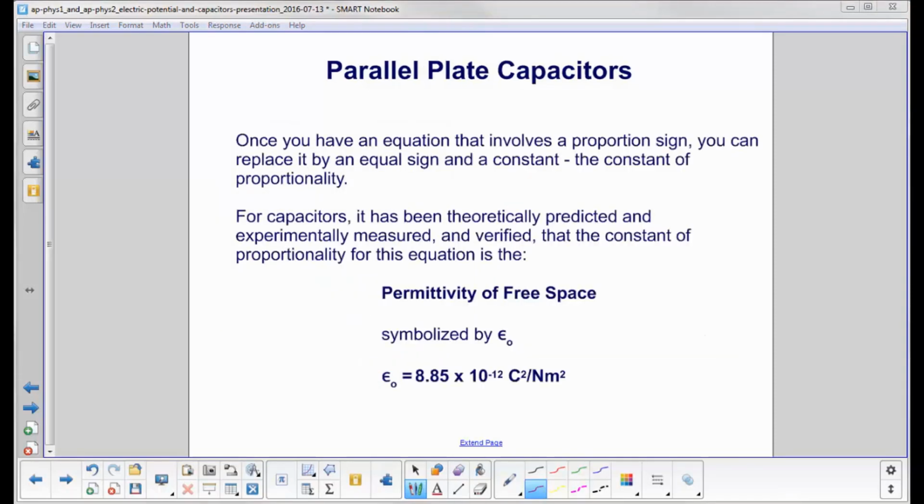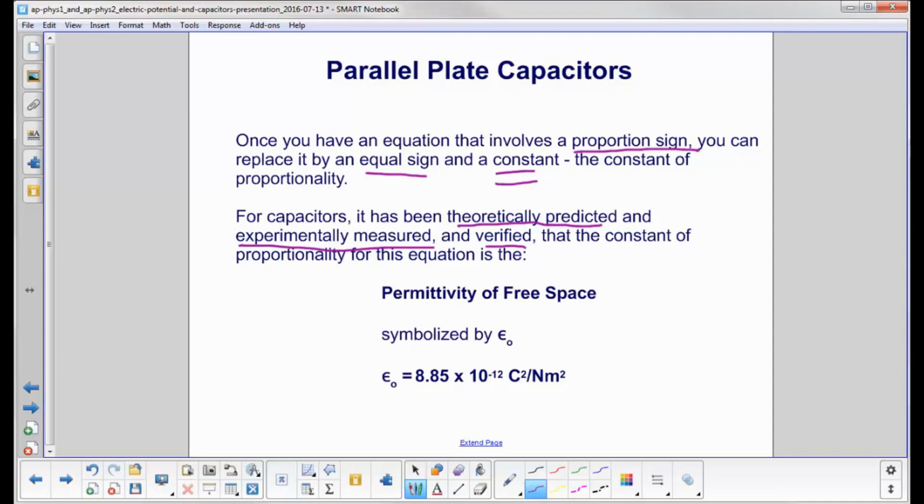Here's a little math and physics trick. Once you have an equation that involves a proportion sign, you can replace that by an equal sign and some kind of constant, known as the constant of proportionality. For capacitors, it has been theoretically predicted, which is good, and even better, experimentally measured and verified that this constant of proportionality is called the permittivity of free space.